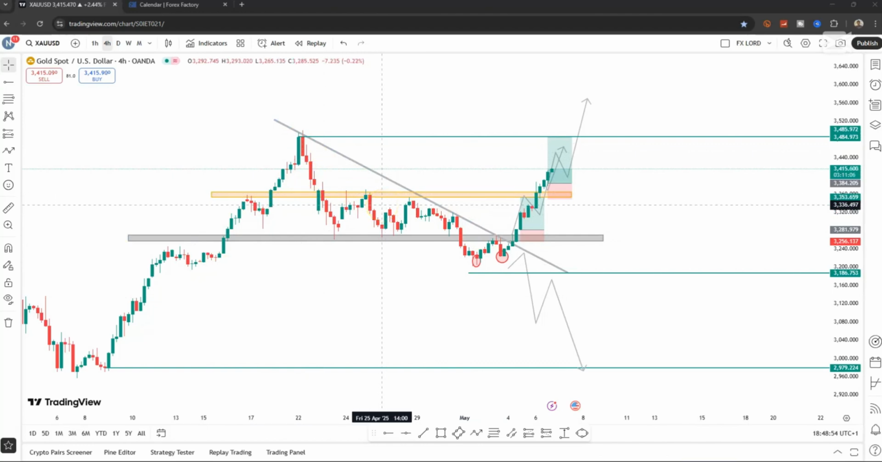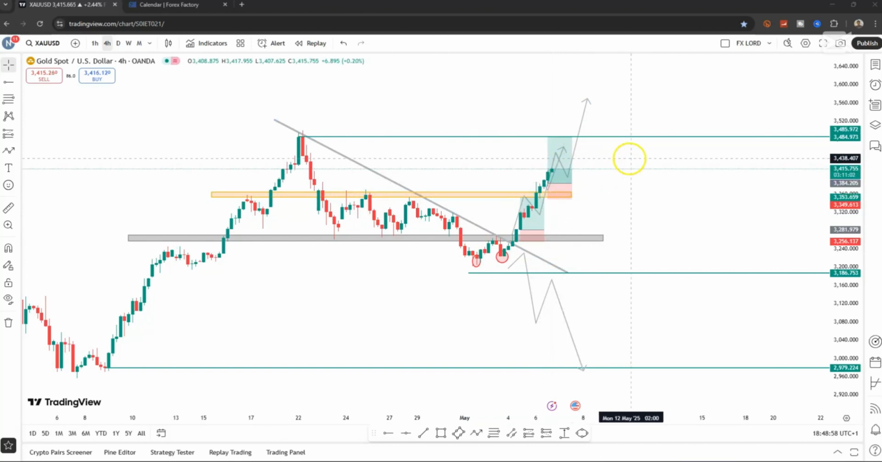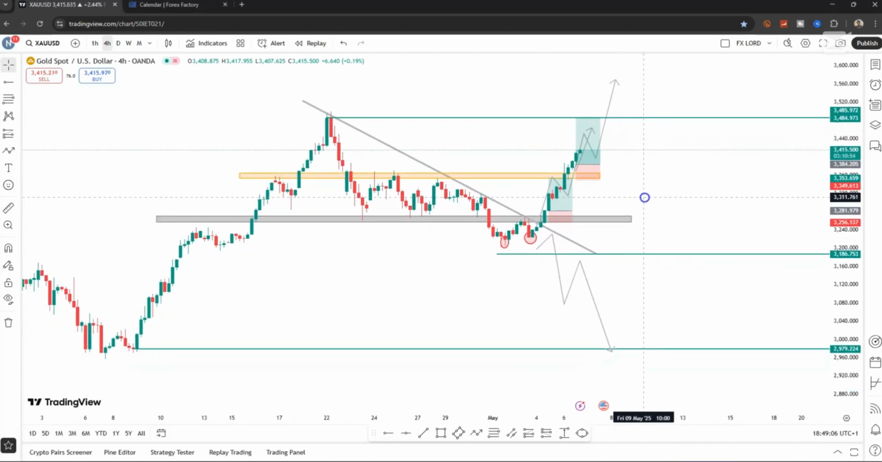Okay, so before, we had a breakout that led to this movement. I'm just going to walk you through how I was able to get this result so we can be on the same page. So I'm going to clear my chart and begin this analysis from the beginning.